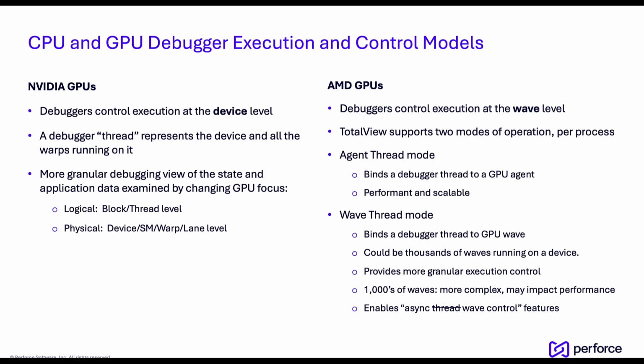In AMD GPUs, there are two levels of execution control. You can debug at an agent level, similar to NVIDIA GPUs, where you bind the debugger thread to the entire GPU and all the code that runs on it. In this mode, it's very performant and scalable because you're working at that agent level, not down to individual threads and having to track all of that.